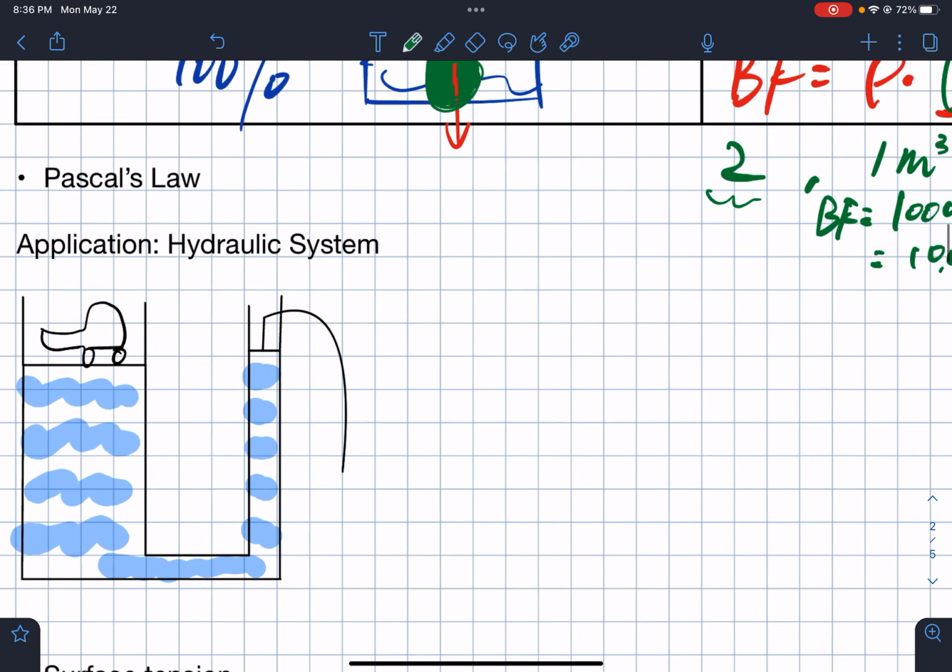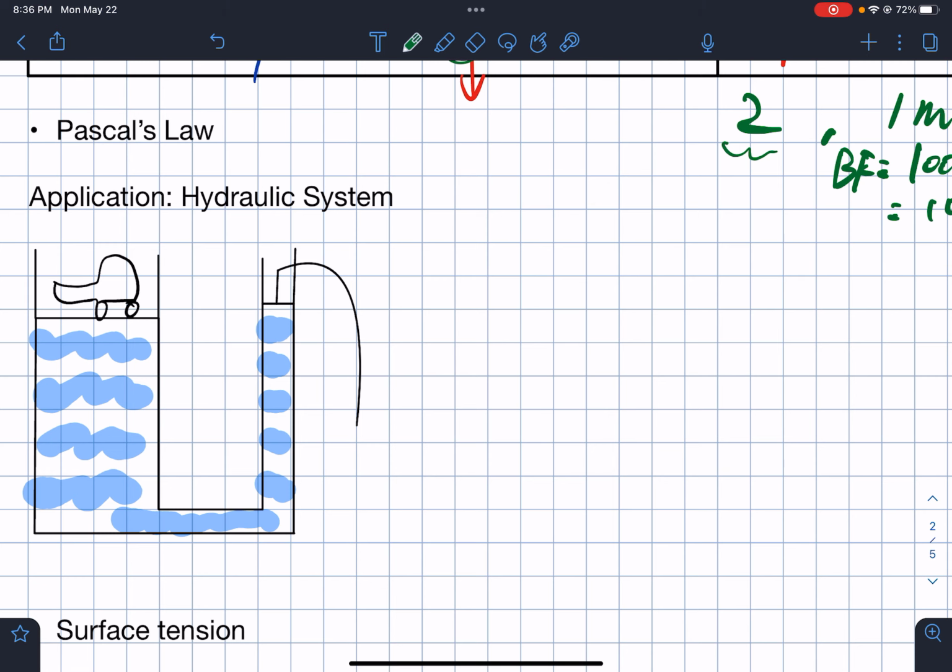Now let's move on to Pascal's law. What does Pascal's law say? Pascal's law says that a change of pressure made at any location within an enclosed fluid system will be transmitted equally to all points throughout the liquid. As fancy as it sounds, it's basically saying that in this enclosed fluid system, every single point has a constant pressure. That's what it's talking about.